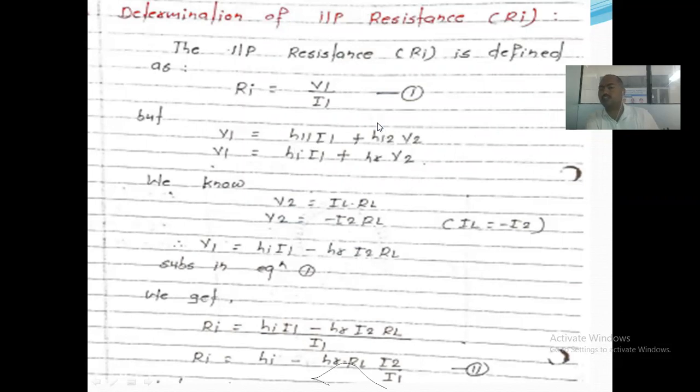H12 indicates that it is the voltage ratio, but that is not the output to the input. This is the input to the output, means V1 upon V2 is nothing but H12. So it is a reverse voltage. It is not the output to the input. That's why it is input to output. That's why it is a reverse voltage. That's why H12 is Hr, V2 as it is. So your equation is V1 equal to Hi into I1 plus Hr into V2, right?